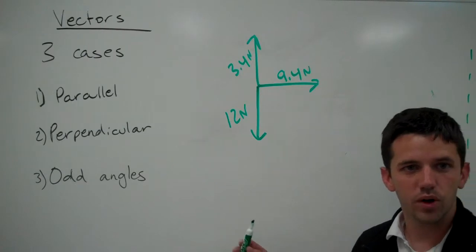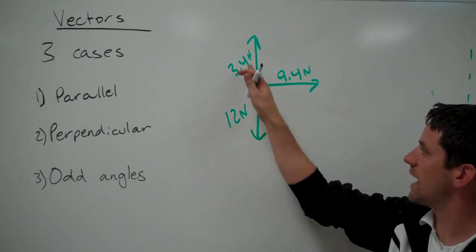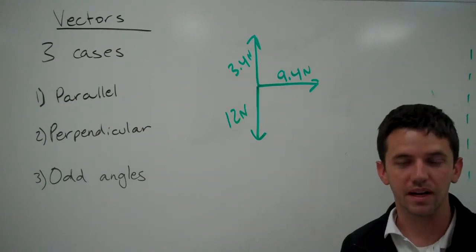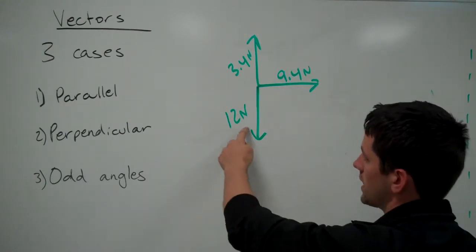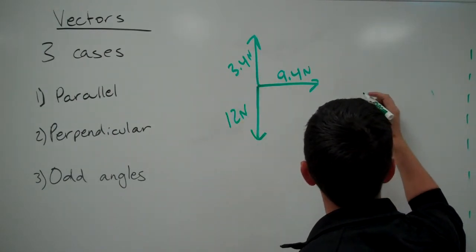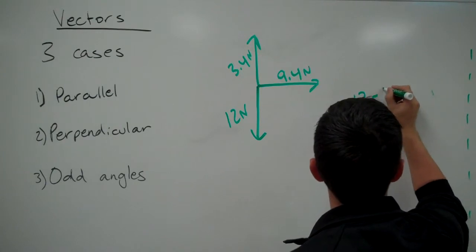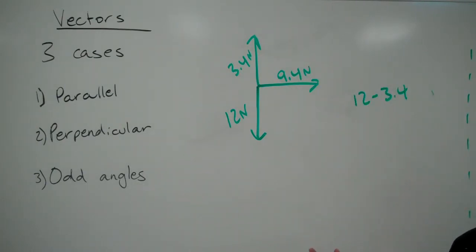So now we're going to go back to our cases. And the simplest of all of our cases was what happens if we have two things that are parallel. They're going in opposite directions. So I'm going to need to subtract them. So I got 12 minus 3.4. Now I plug that in the calculator. I get 12 minus 3.4, and I should get 8.6.